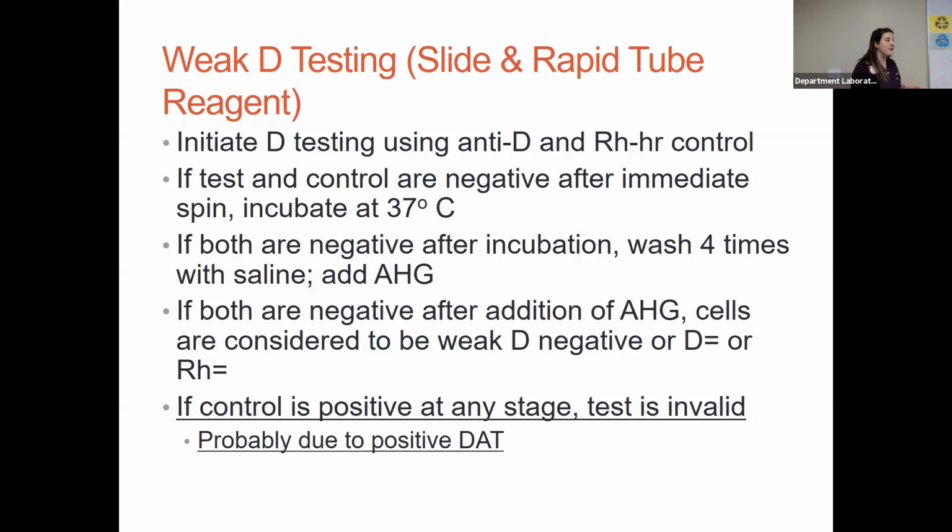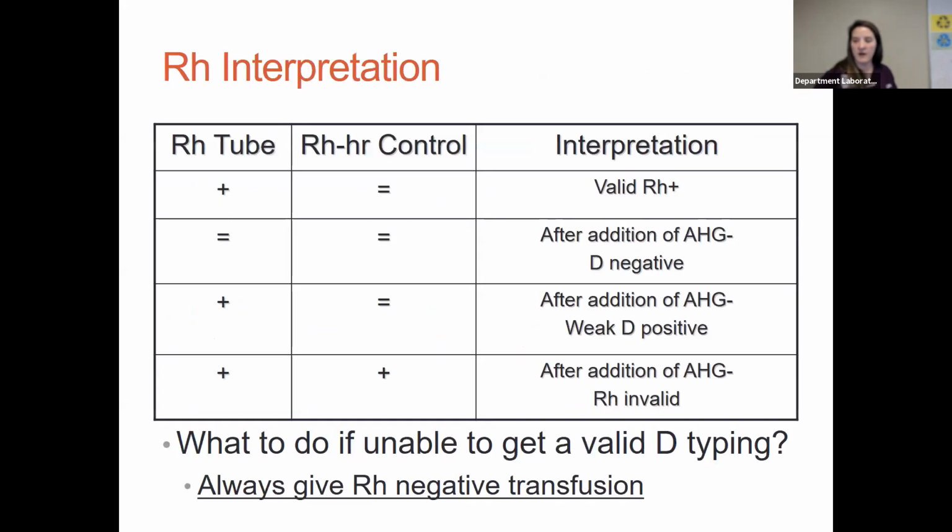Positive DAT, something is coating patient cells, all right? Therefore, that positive DAT is interfering with the ability for us to determine an appropriate RH on our patient. We call that an invalid RH. Okay, we have to do further investigation. Number 1, if you have a positive control at AHG when doing the weak D testing, you're probably going to do a DAT, it's going to be positive, then you might have to do an elution. There is a treatment, and I think I have it on a future slide. Oh, I'll talk to that in just a minute.